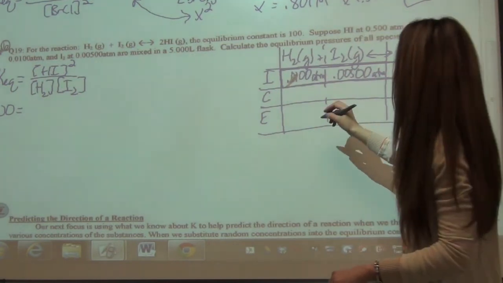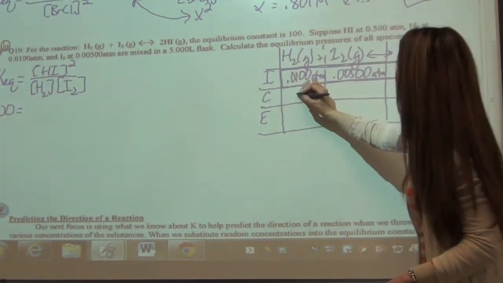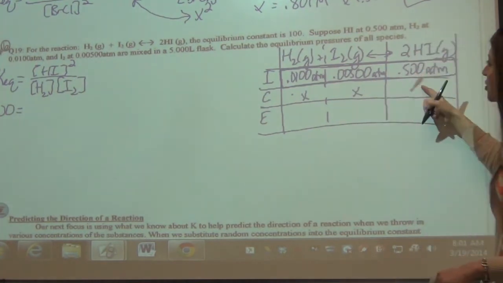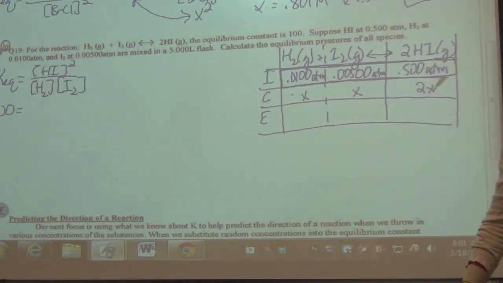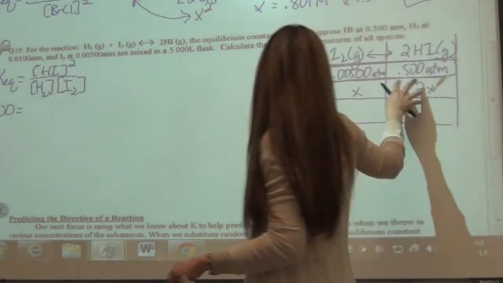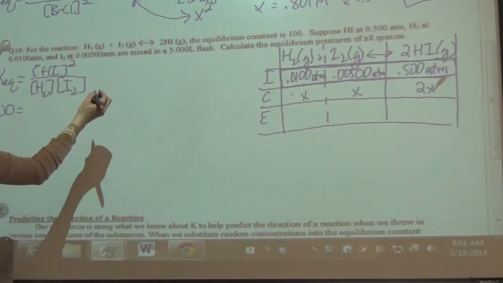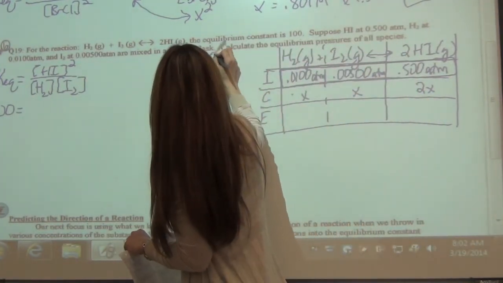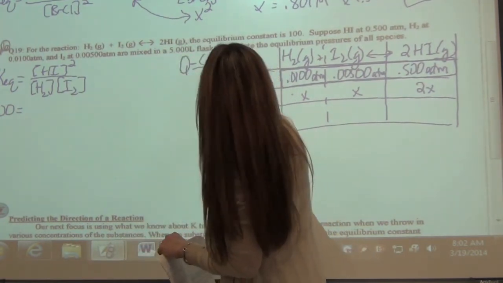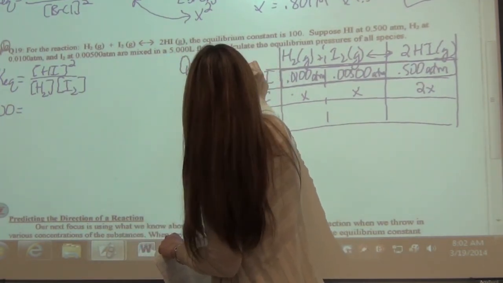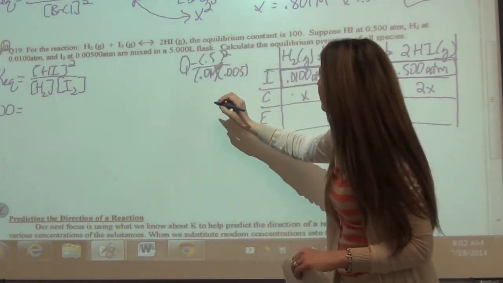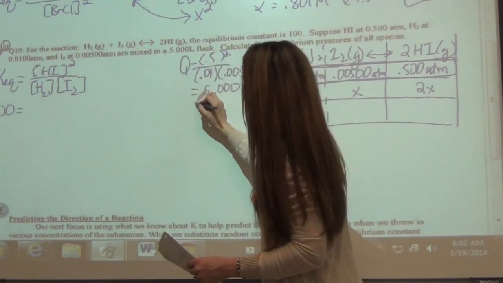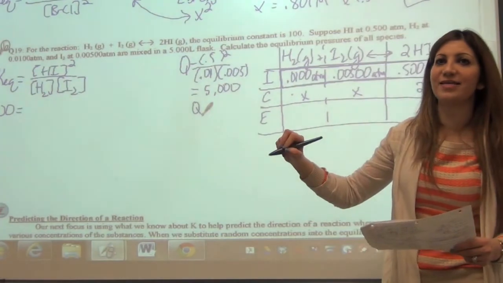Let's first figure out what X is, or what our ratio is here. It's going to be X, X, and then 2X. But we don't know which direction our reaction is going yet, so we don't know if we're favoring reactants or products. So let's find Q. Q is equal to [HI]^2 over [H2][I2], so I've got 0.5 squared divided by 0.01 times 0.005. Can somebody tell me what you get for Q? Awesome. 5,000 is what you get, which means Q is greater than or less than K?